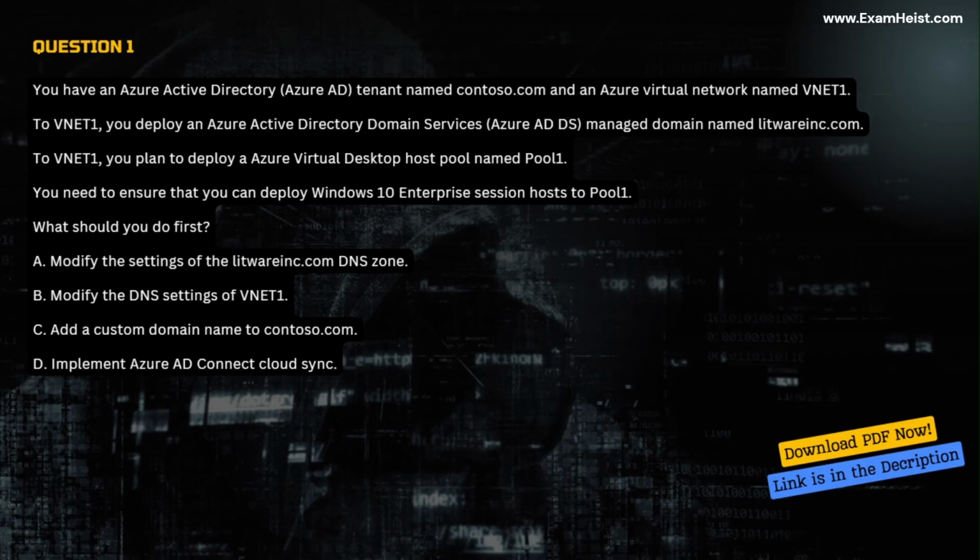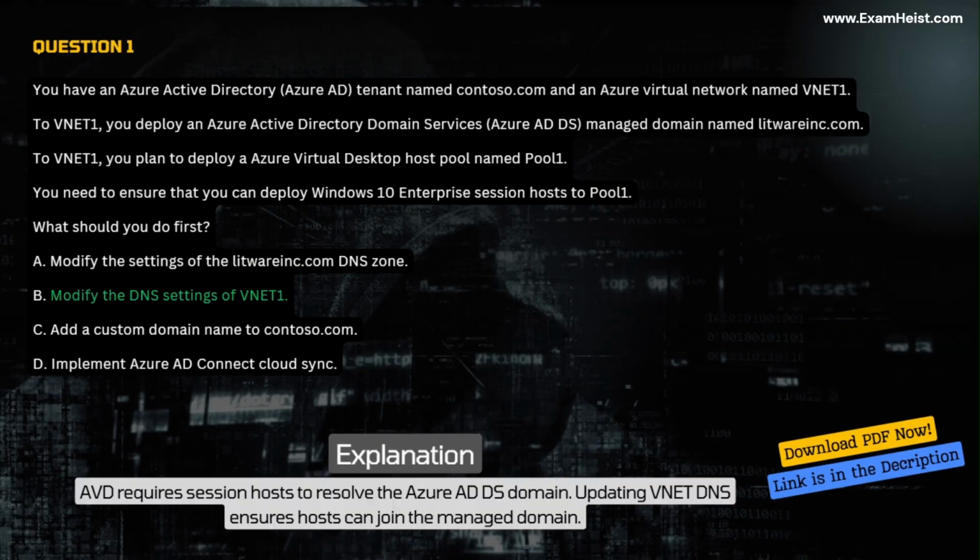A. Modify the settings of the litwaring.com DNS zone. B. Modify the DNS settings of VNet1. C. Add a custom domain name to Contoso.com. D. Implement Azure AD Connect Cloud Sync. Correct answer: B. Modify the DNS settings of VNet1. Explanation: AVD requires session hosts to resolve the Azure ADDS domain. Updating VNet DNS ensures hosts can join the managed domain.